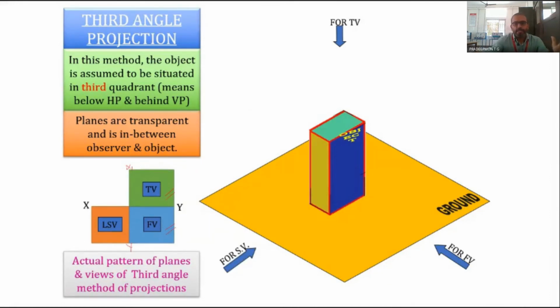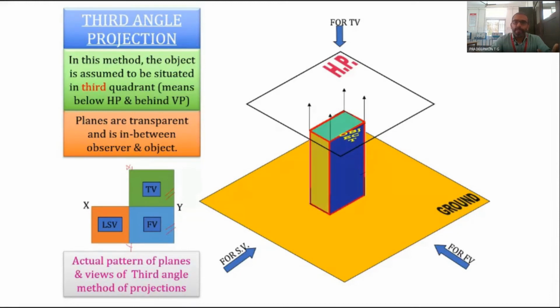And now in this case, this is the third angle projection, so the HP, the horizontal plane, will be lying above the object. The horizontal plane will be in between the observer and the object. So this is the horizontal plane, and the rays of light are projected towards the HP, and the top view is obtained here.